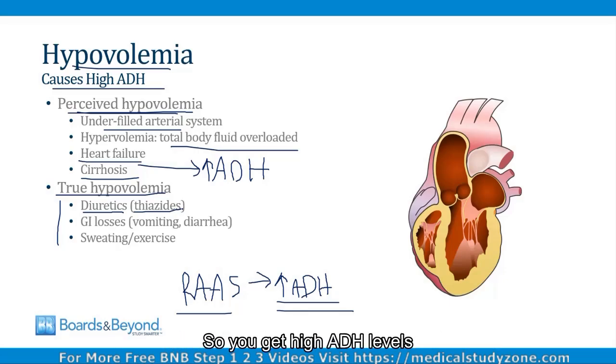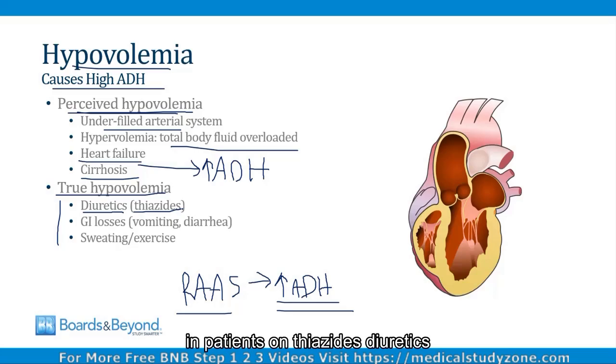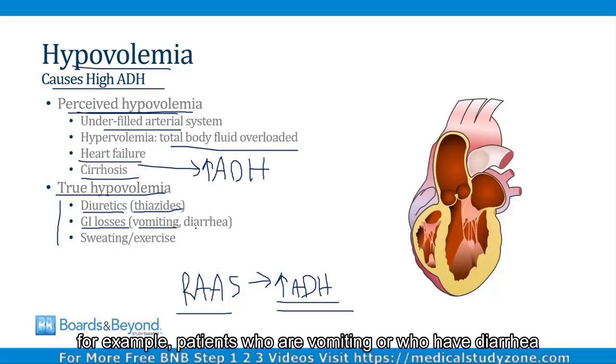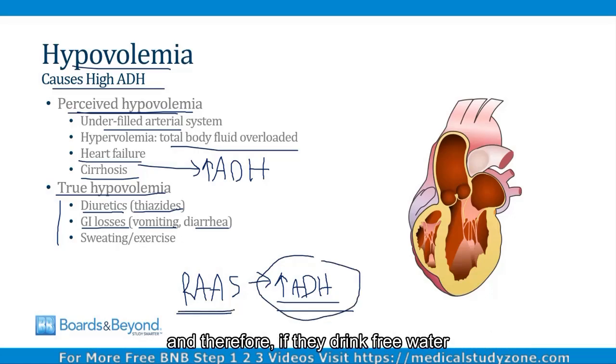So you get high ADH levels and very vigorous water reabsorption by the kidneys in patients on thiazide diuretics, and that's a perfect setup for hyponatremia. Patients with GI losses of volume, for example, patients who are vomiting or who have diarrhea, will have high levels of ADH from the RAS, and therefore if they drink free water, they easily become hyponatremic.